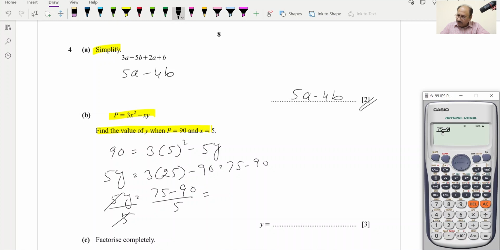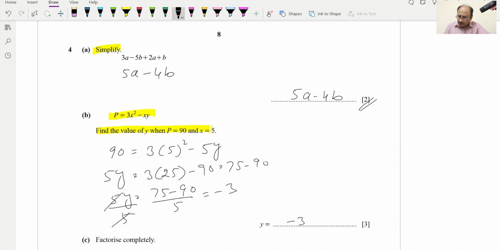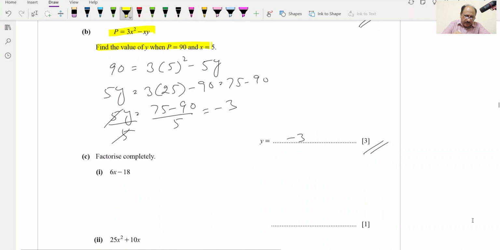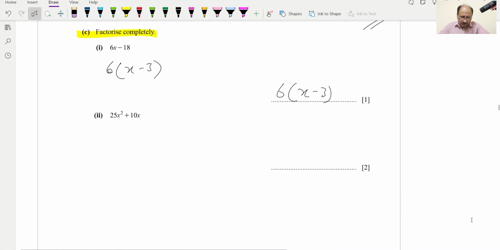75 minus 90, divided by 5, is equal to minus 3. So the y value will be minus 3. Hopefully you understood this. C part, factorize this completely. We'll take 6 common, so inside will be x minus 3. 6 into x minus 3 will be our final answer.